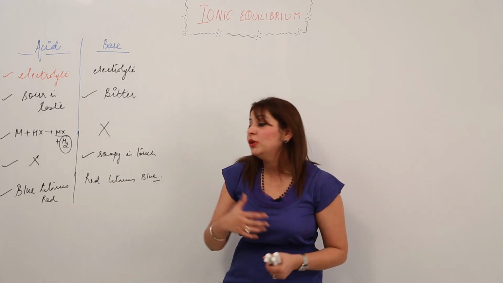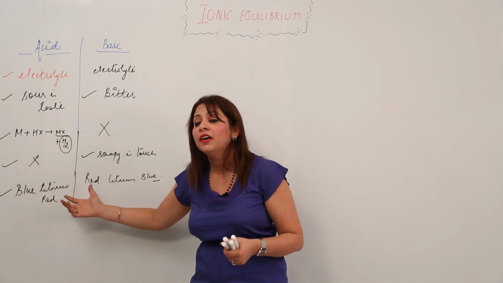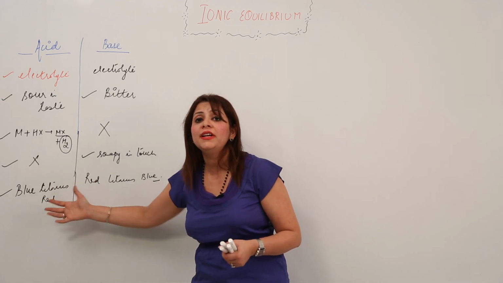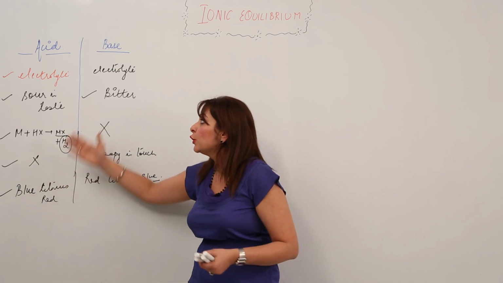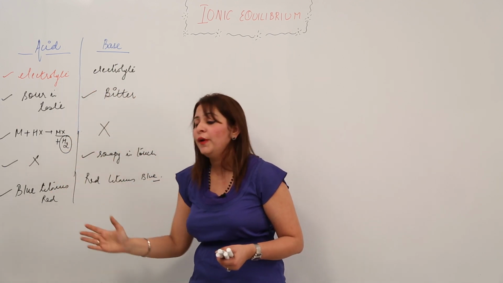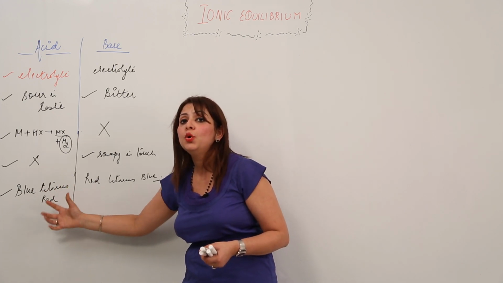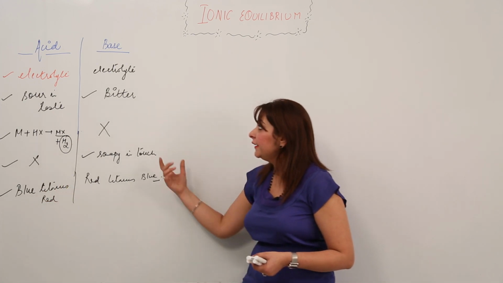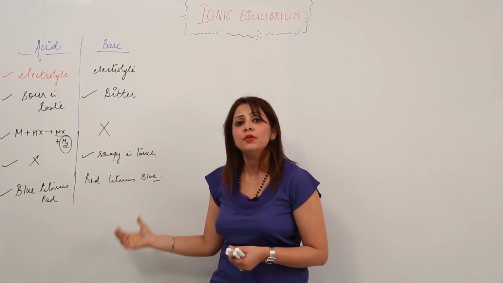You just need to learn them, because these are proven effects. So in case of acid, when the litmus changes color, which litmus changes to which, it is BLR, blue litmus to red, right? And in case of base, it is red litmus to blue, right?